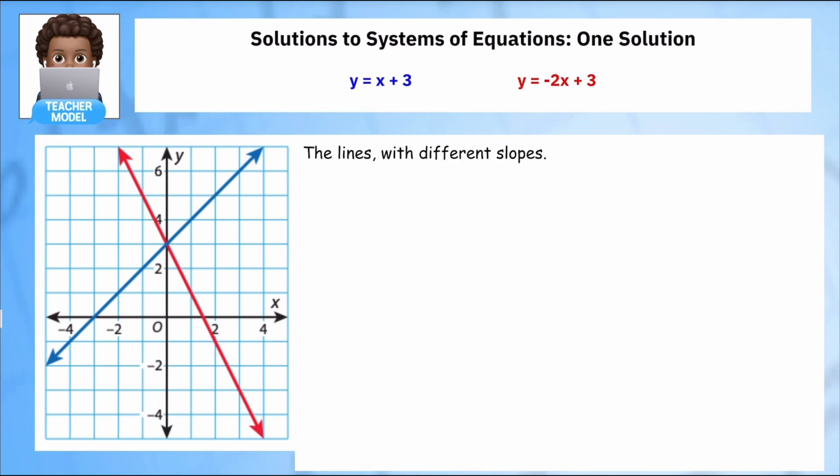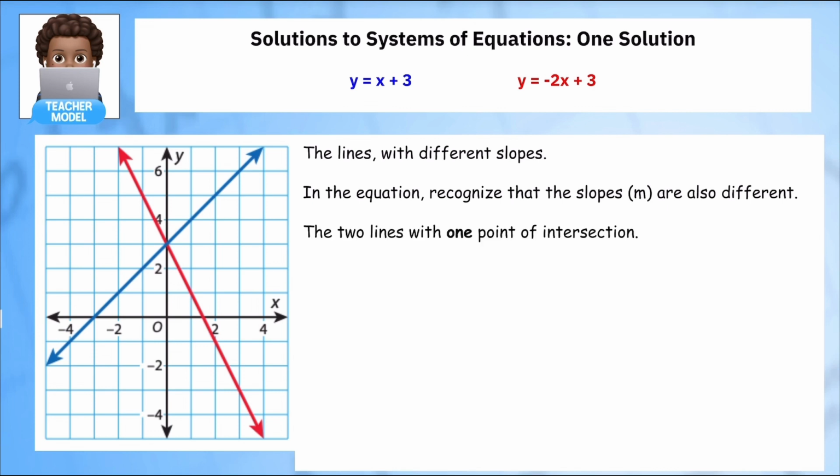The first thing I notice is these two lines have different slopes, and that is why they intersect, because they are rising or running at a very different rate. So somewhere on this grid, they will intersect. I could also see that in the equation. I don't have to graph it to recognize that the slopes are different. I can find it in the equation if they are written in slope-intercept form.